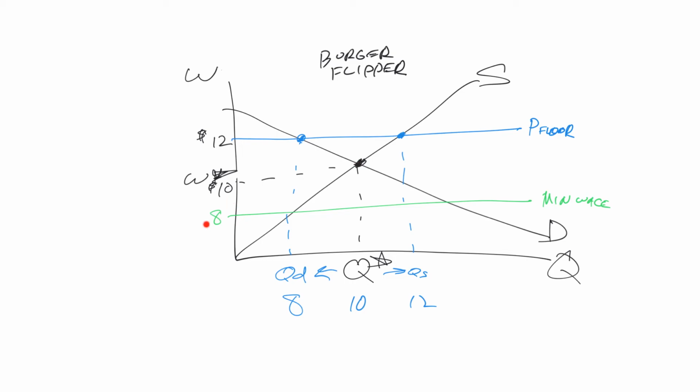If the minimum wage is $8, there's nothing to prevent market forces from achieving the equilibrium rate of $10. So a minimum wage will cause unemployment if it's above equilibrium or the market clearing rate. It will not cause unemployment if it's below the market clearing rate.